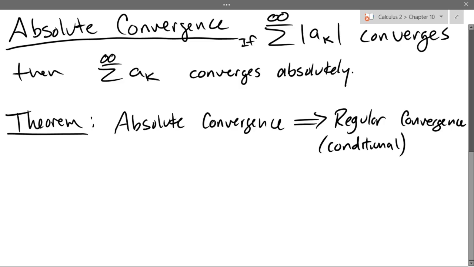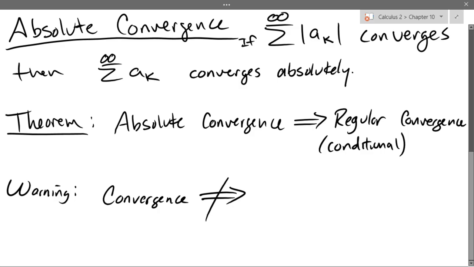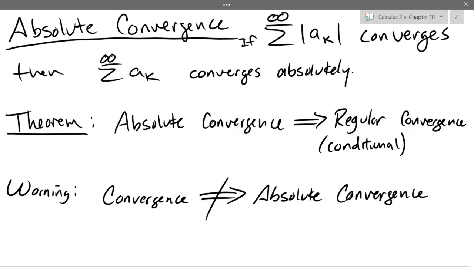And the other way around is not true. So let me write a warning here. Warning: regular convergence does not necessarily imply absolute convergence. A lot of times if you converge, you get absolute convergence, but not every time. The specific time it's going to fail is if you use the alternating series test and got convergence. Alternating series test does not tell you anything about absolute convergence.